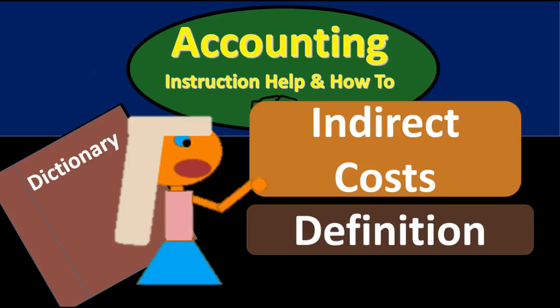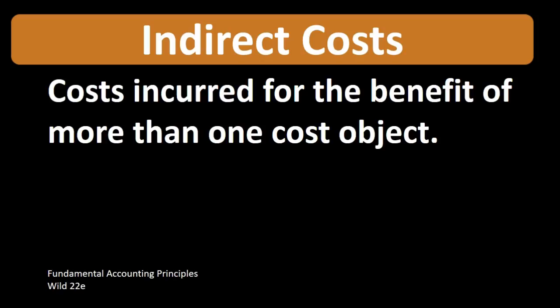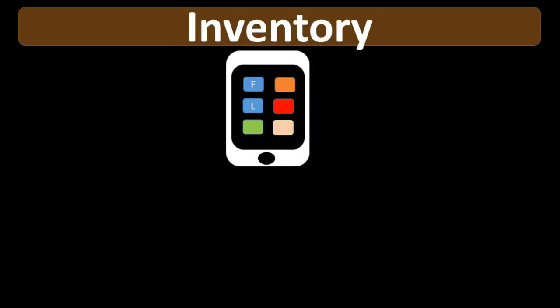Hello, in this lecture we will define indirect costs. According to Fundamental Accounting Principles, Wild 22nd edition, the definition of indirect costs is costs incurred for the benefit of more than one cost object. When we are considering indirect costs, we can compare indirect costs to direct costs and see the contrast between the two when considering something like a manufacturing company, a company that is manufacturing inventory.